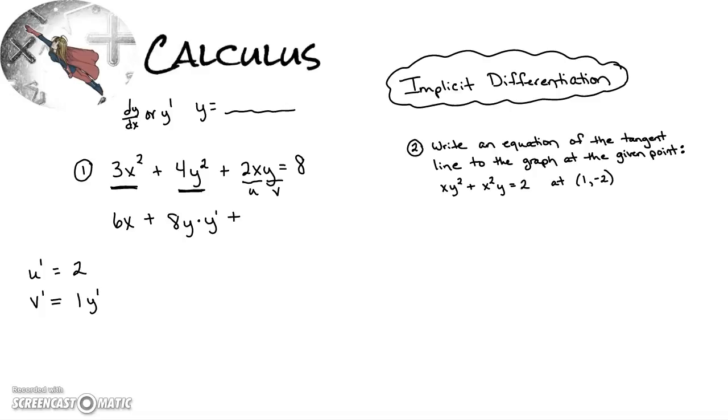So now let's go back up here, and you know the product rule is u times v prime plus v times u prime. So that's the order I'm going to do it in. So u, which is 2x, times v prime, which we wrote down below, was 1 y prime. So I'm just going to write y prime. I'm going to leave off the 1. Then plus v, which we underlined was the y, and then times u prime, which we wrote to the side, was the number 2. Then the equal sign, and then the derivative of 8 is 0.